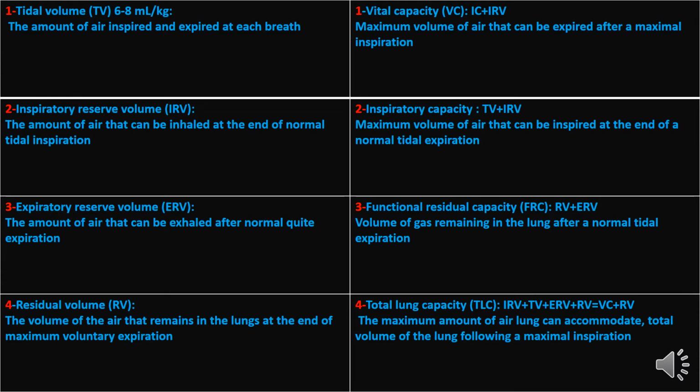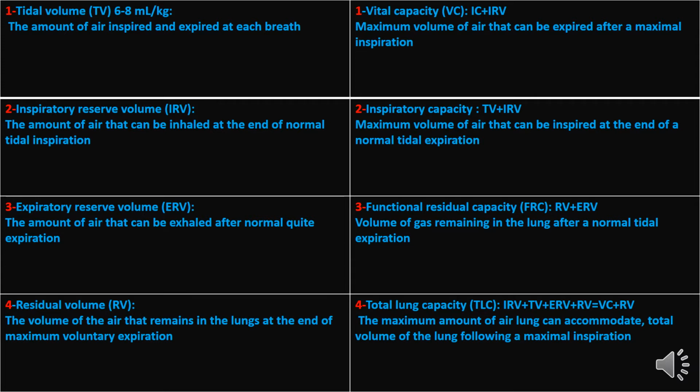Expiratory reserve volume, again from the word: after a normal quiet expiration, as much as possible you can remove the volume from your lungs, that is called the expiratory reserve volume. And the residual volume is the air that remains in the lungs at the end of maximum voluntary expiration. So voluntary expiration, forceful expiration, whatsoever you do, after that the volume remains in the lungs, which is called the residual volume. So these are the volumes.